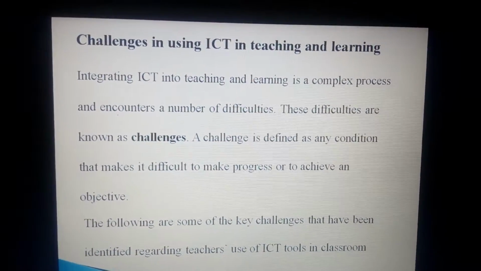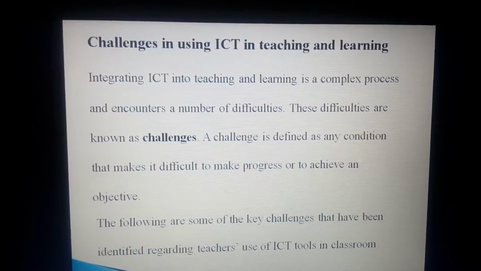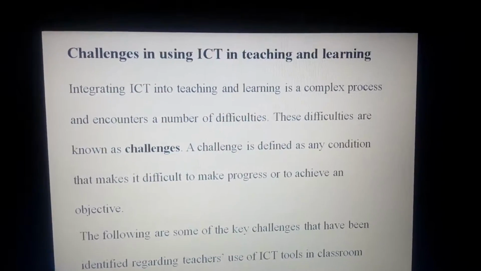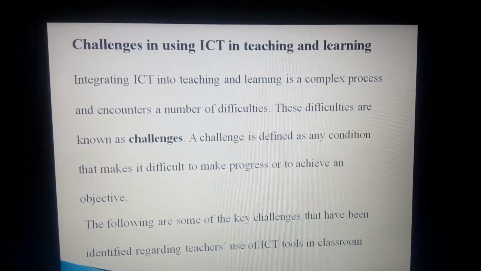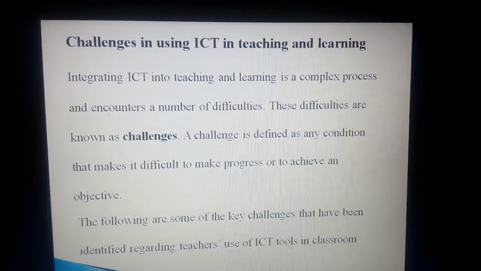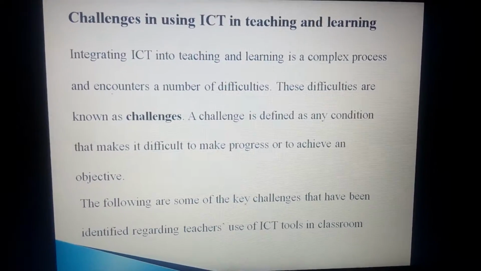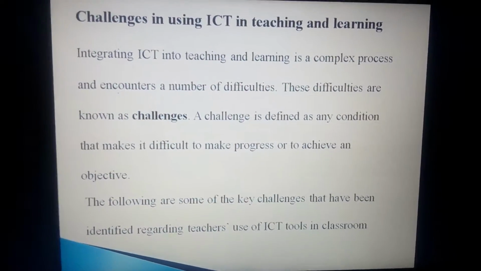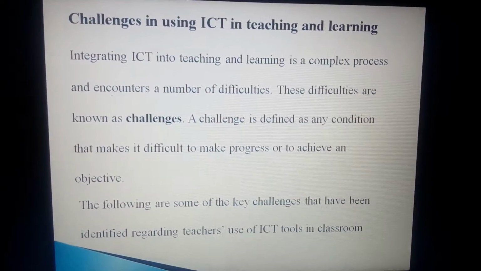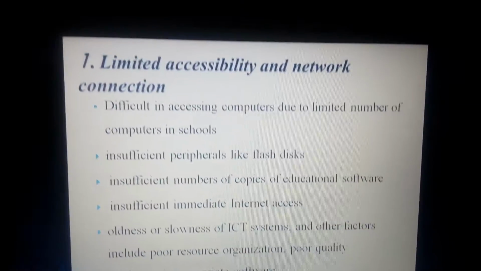Integrating ICT into teaching and learning is a complex process and it encounters a number of difficulties. These difficulties are known as challenges. A challenge is defined as any condition that makes it difficult to make progress or to achieve an objective. The following are some of the key challenges that have been identified regarding teachers' use of ICT tools in classrooms.